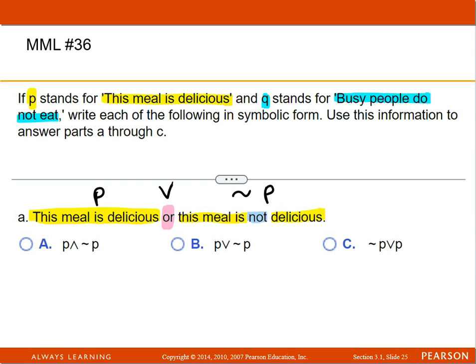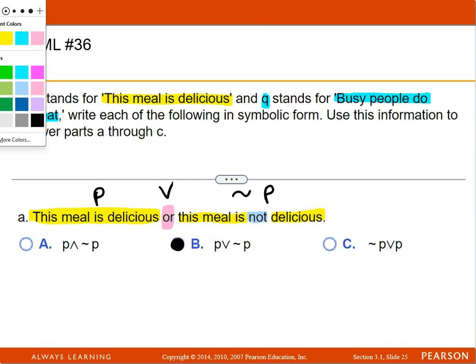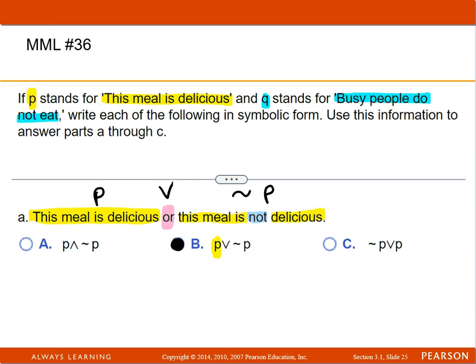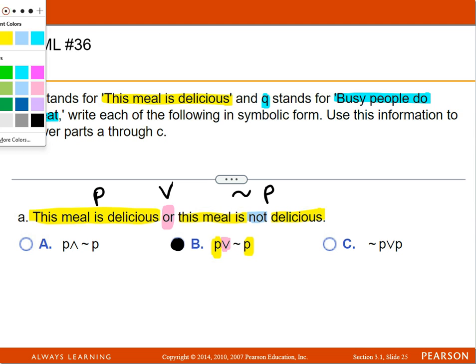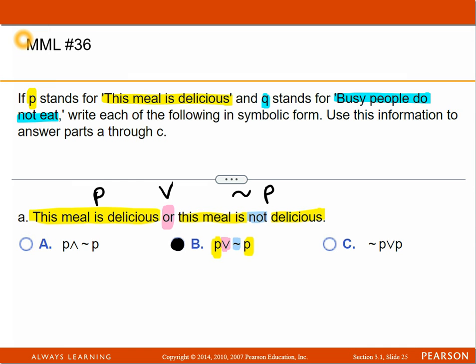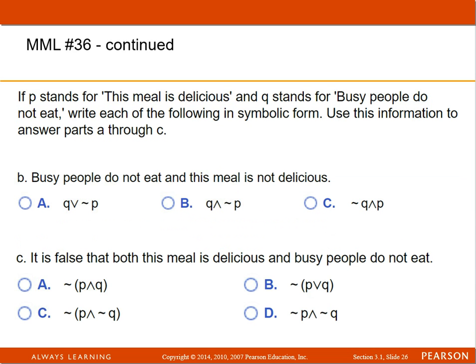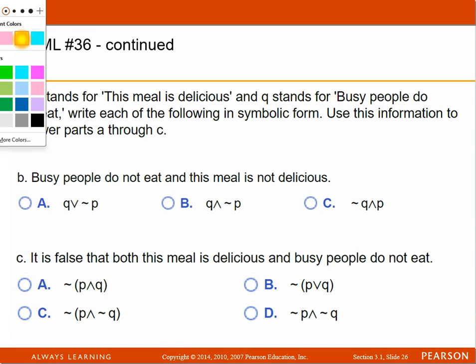So anyway, it's P or negation of P, which would be choice B right there. Do you see it? You've got the P and the P, and then the or is this symbol, and a negation is that symbol. All right, and then two more. Same situation. Let me highlight those again for you.